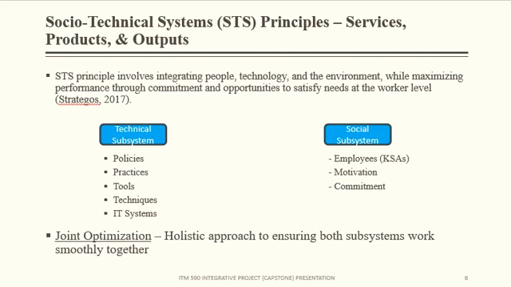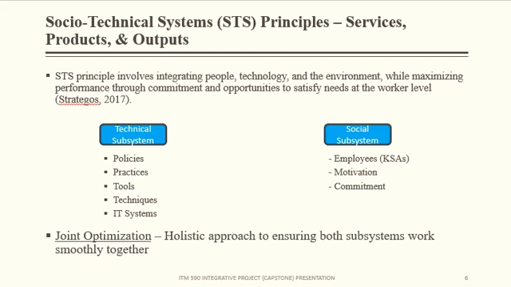But the social subsystem, this is where it takes a little bit more input from the supervisor, from the leader, to take those employees, each with their own knowledge, skills, and abilities. That's what KSA stands for, knowledge, skills, and abilities. Each has their own background. Each brings their own skills to the table.